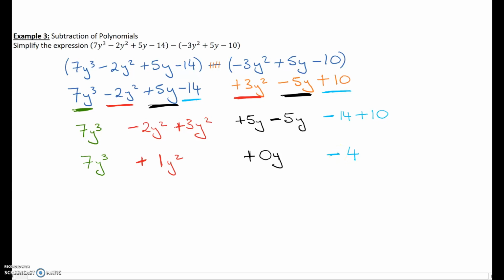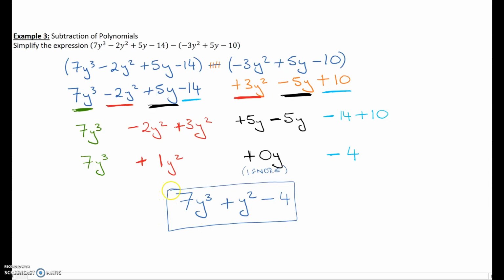Okay, finally we're going to put together all those different pieces. So we have 7y cubed plus 1y squared. Now remember, 1 in front of a variable, we tend to leave it out. So we'll just write this as plus y squared. Plus 0y. If it's 0, we just leave it out entirely. We leave out the 0 and the y. Everything disappears if it's 0. So we're not going to include that at all. And then the one piece that we're left with is negative 4. And there's our final answer. 7y cubed plus y squared minus 4.